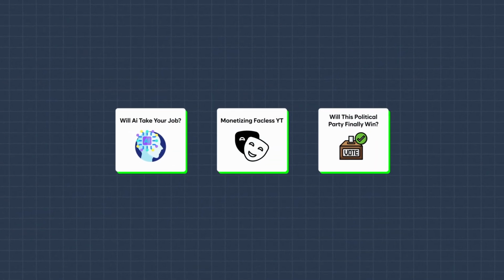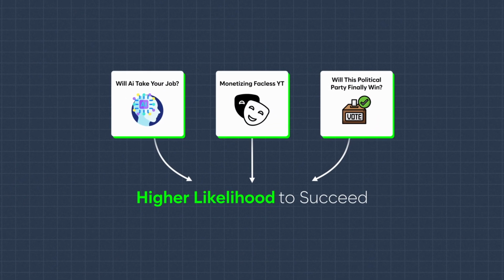If you're taking shots in the dark with your video topics, then you're ultimately just hoping that one of them will hit. It's just wishing. But if you're using data-backed search traffic analysis like TubeBuddy will show you, then the video topics that you choose will have a much higher likelihood to succeed.